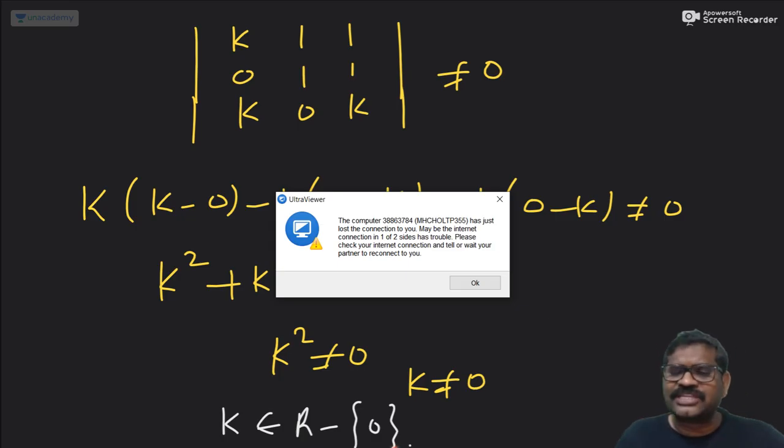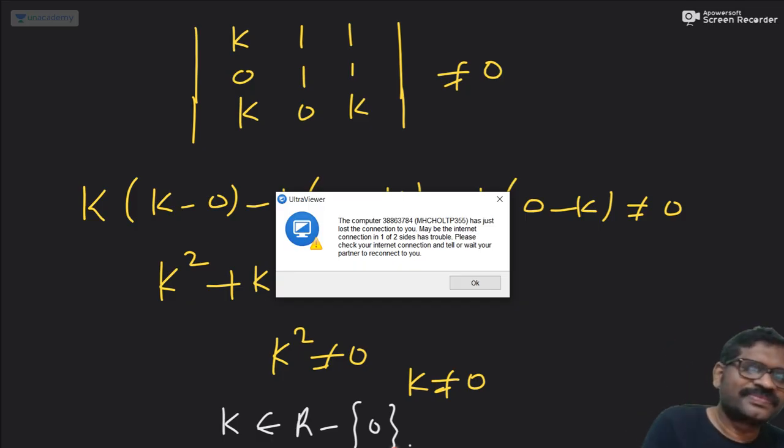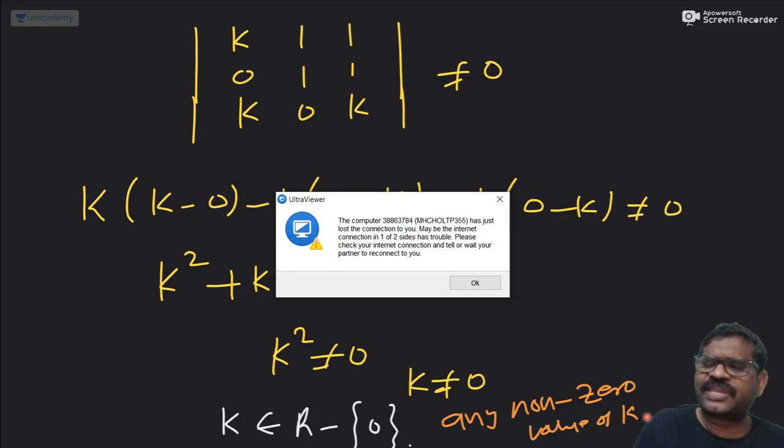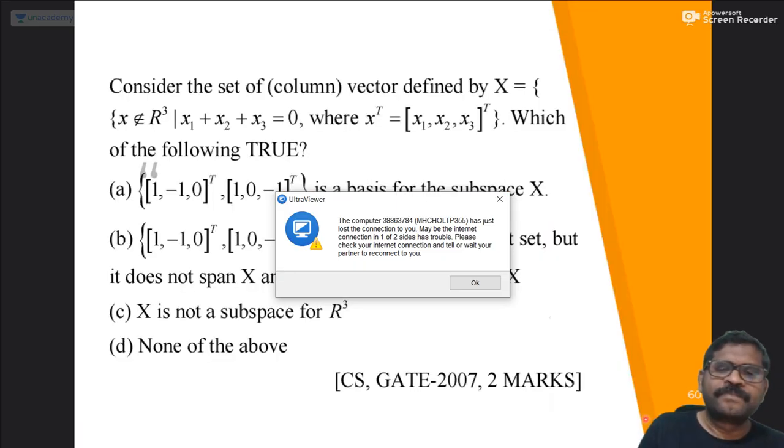Okay, if you delete 0 from your real number system, for all values of R it forms a basis except 0. So you can write simply any non-zero value of K, it forms a basis. Okay? Observe.